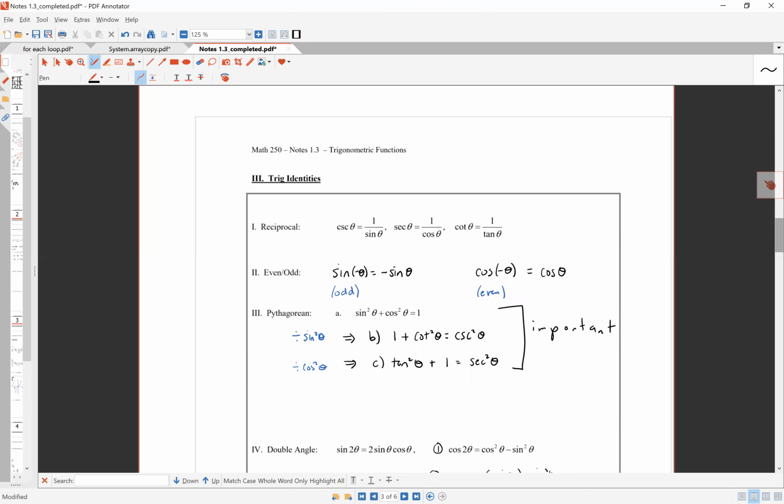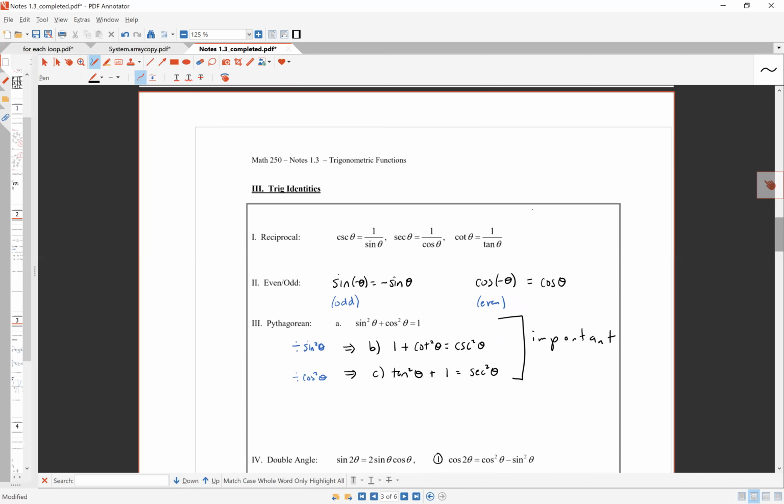Okay, so then we have the reciprocal functions. 1 over sine is cosecant, 1 over cosine is secant, and cotangent is the reciprocal of the tangent function. So cotangent would be cosine over sine. Tangent is sine over cosine. So this is just cosine over sine.